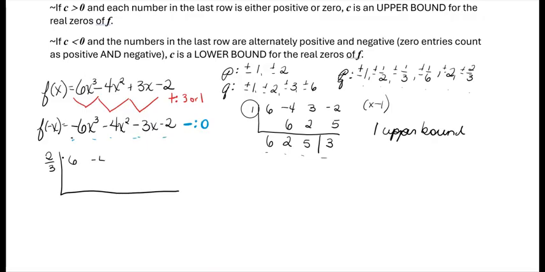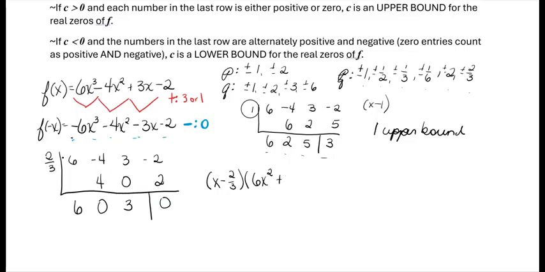So 6, negative 4, 3, and negative 2. I'm going to test that with synthetic division here. Bring down my 6. 2/3 of 6 is 4. Negative 4 plus 4 is 0. 0 times 2/3 is 0. Bring down my 3, because 3 plus 0 is 3. 2/3 of 3, the 3's cancel each other out, is left with 2, and negative 2 plus 2 is 0. So I see that 2/3 is a 0. Therefore, x minus 2/3 is a factor, and the other factor is going to be 6x squared plus 0x plus 3 equals my f of x.